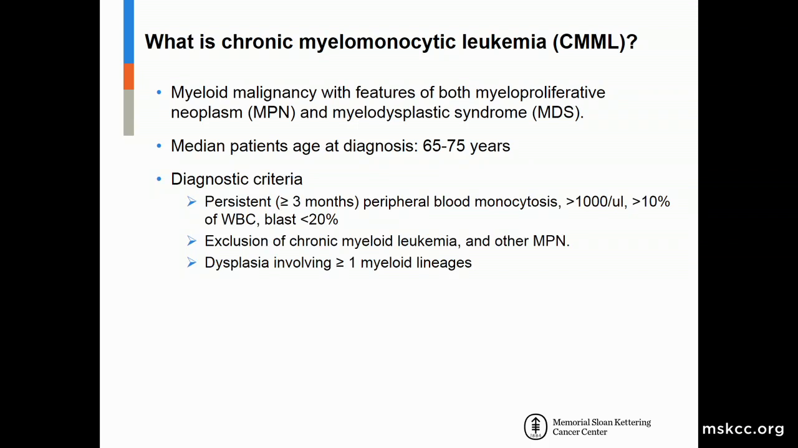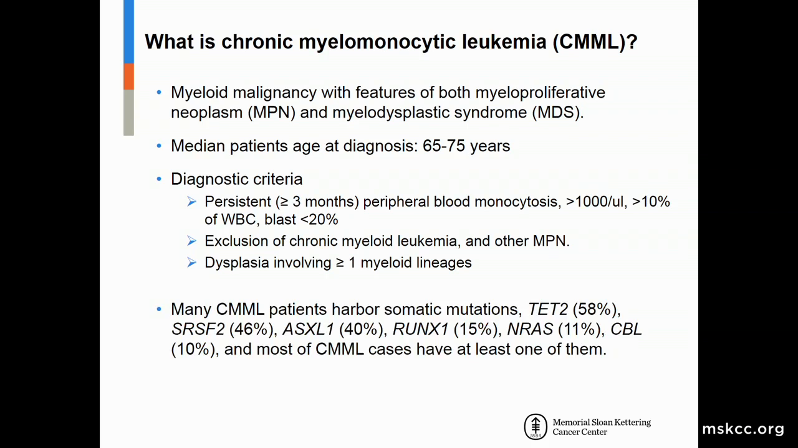The patient shows persistent peripheral blood monocytosis, which is defined as more than 1,000 per microliter. And we also see dysplasia in at least one lineage, like the megakaryocytic, myeloid, or erythroid lineage. Our case presented with megakaryocytic dysplasia. Also, to diagnose CMML, we have to exclude other diseases, like chronic myeloid leukemia with BCR-ABL translocation or other myeloproliferative neoplasms like myelofibrosis with JAK2 mutation. We have to exclude those diseases.